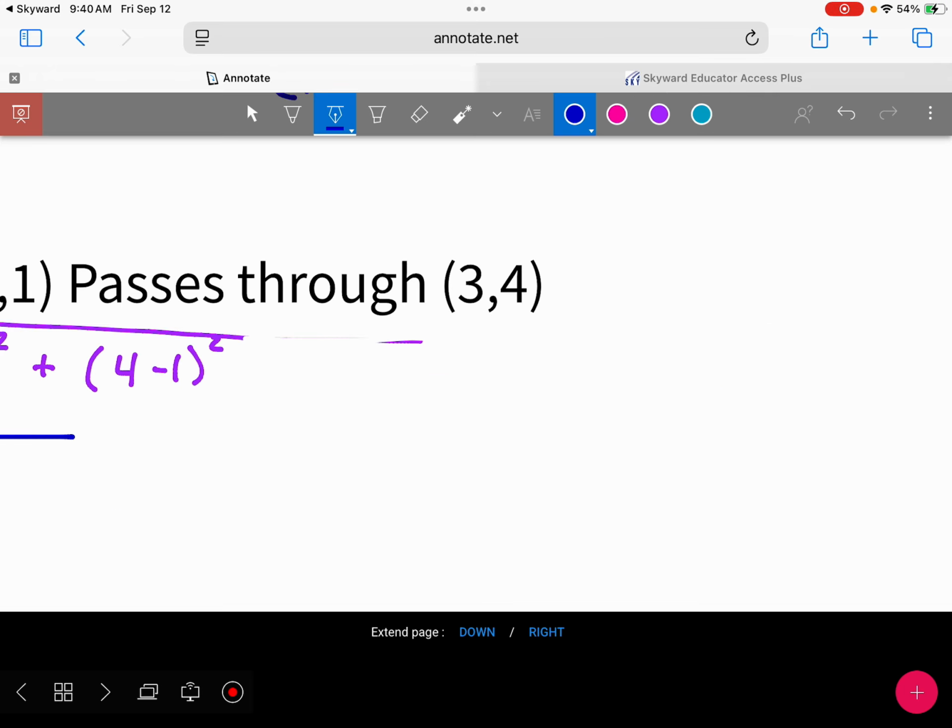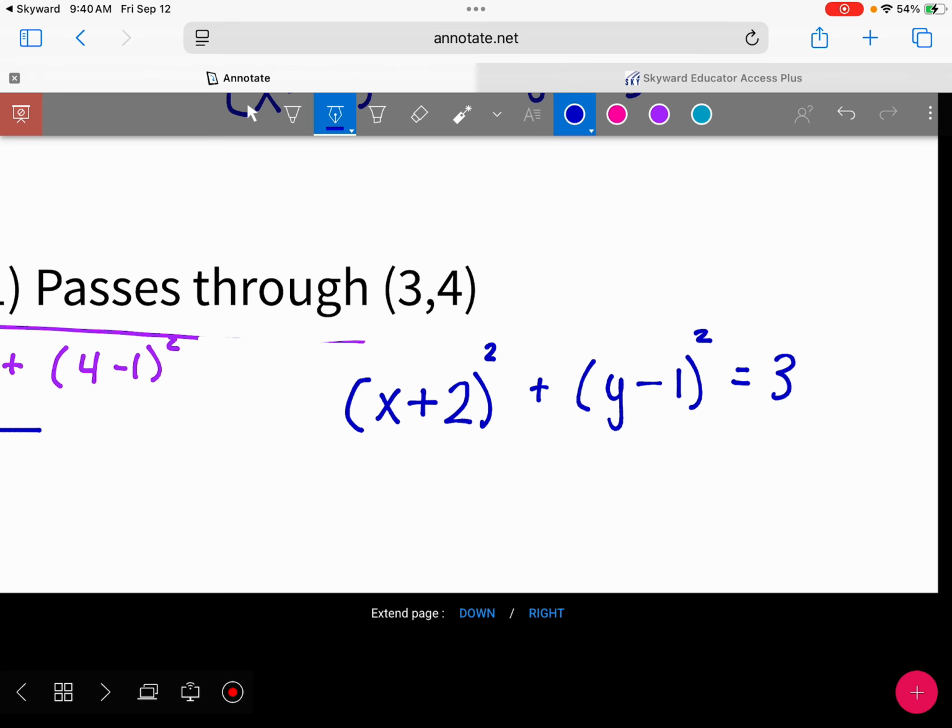Because now we know we're going to have our x minus negative 2, so we're going to have x plus 2 squared, and we're going to have our y minus 1 squared. And it's going to equal our radius squared. So square root of 34 squared is 34, because the radius is square root of 34.